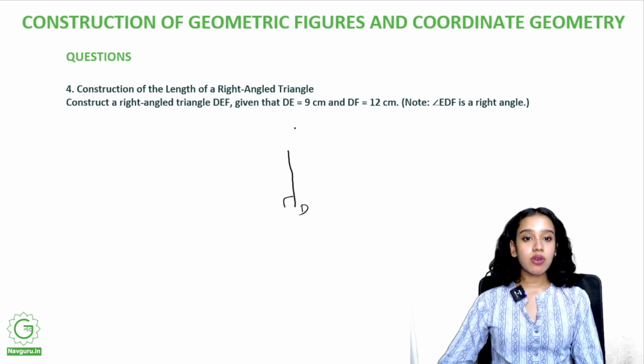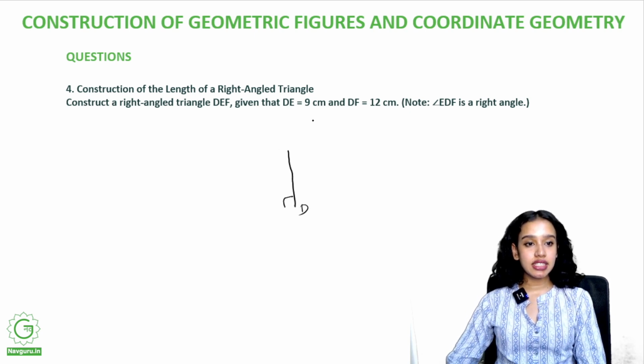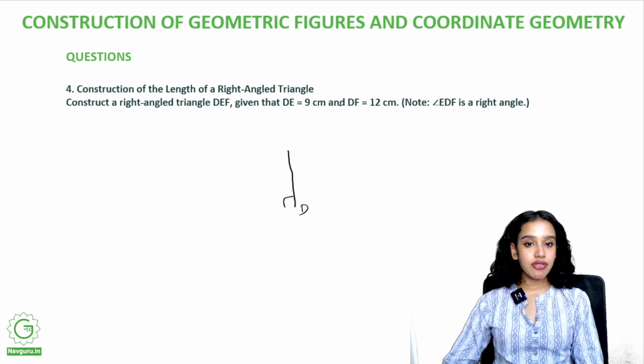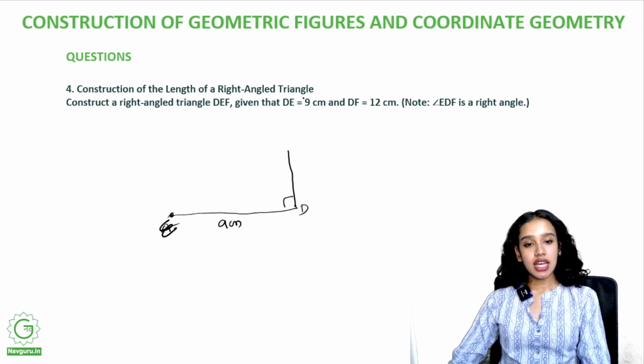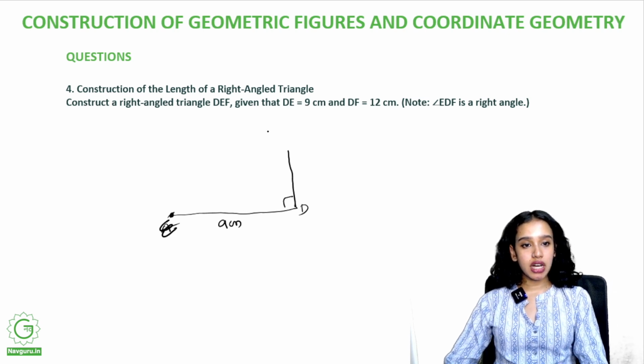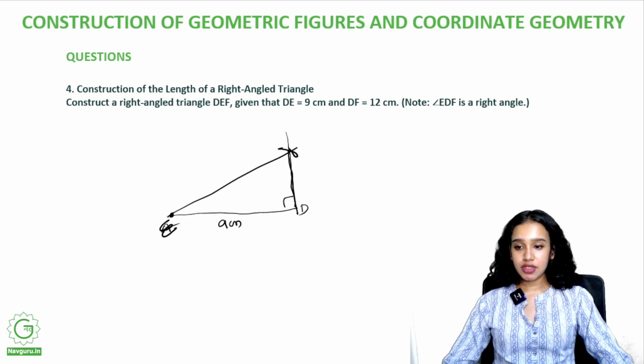Now, what all is given? We have angle D, E and DF, the sides are given. So, we'll draw a line which is 9 centimeter, right? And what do we do? We'll put the compass here. We'll draw a line EDF. So, ED, right? And this would be F. So, we'll mark a point at 12 centimeter here, and then we'll join this line at 90 degree and we'll get a right angle triangle.